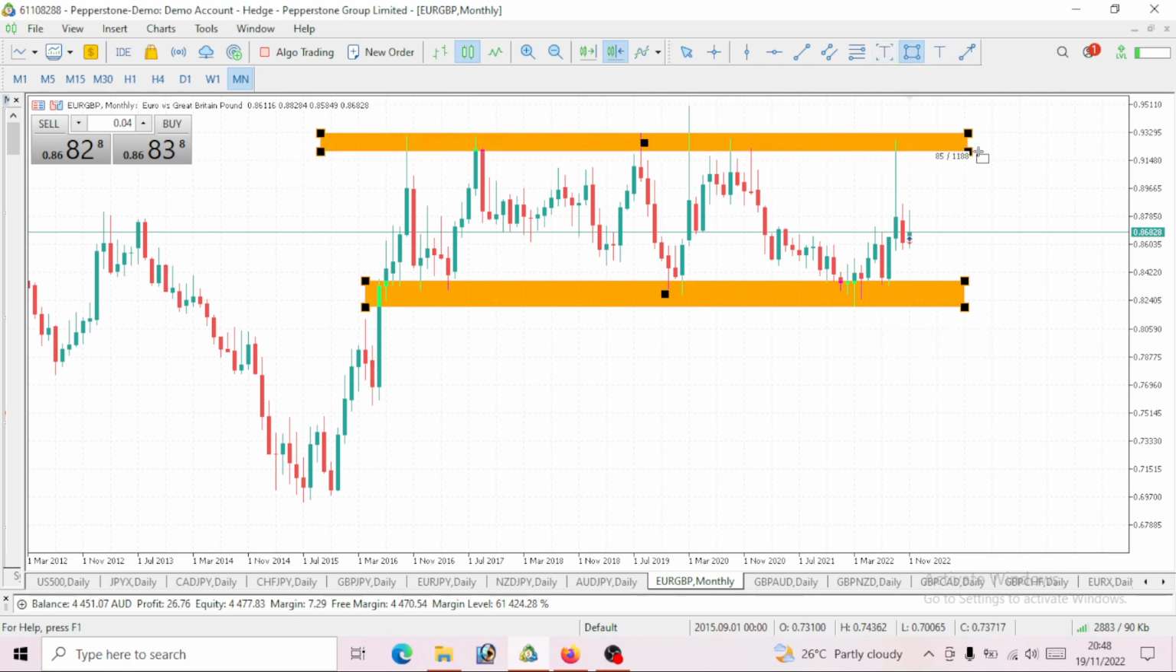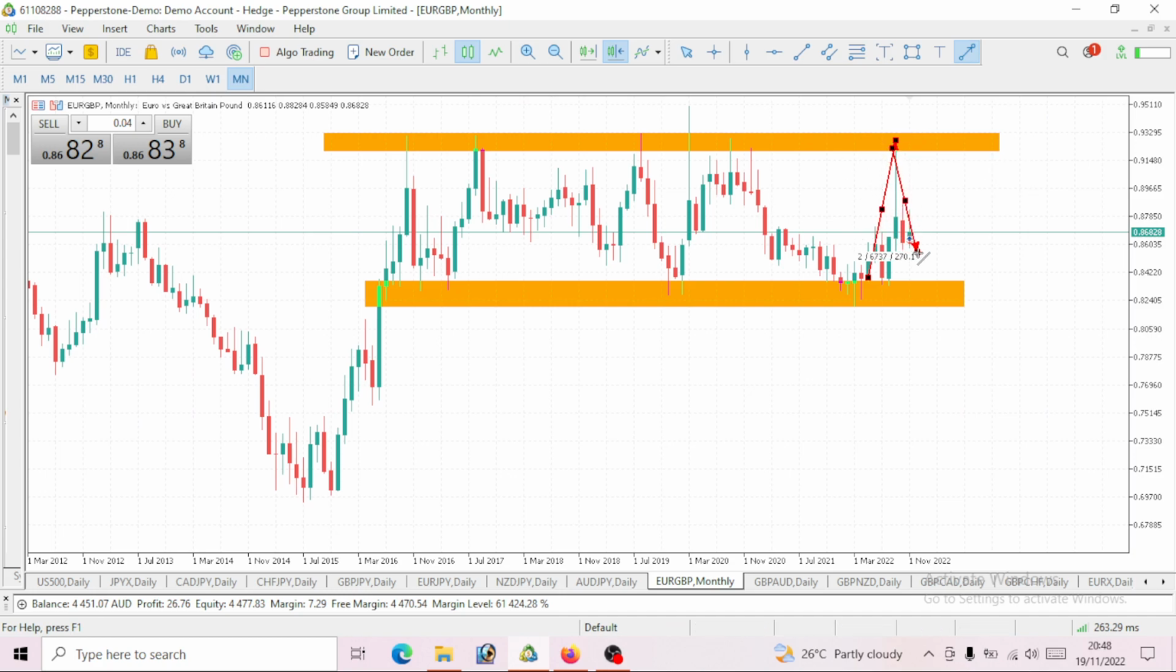Now we would align this level again. When price has been rejecting, we can take this top as a resistance. We can see that anytime price comes to this level, it drops, it comes to the same level, drops, and it has hit this level again on Euro GBP.